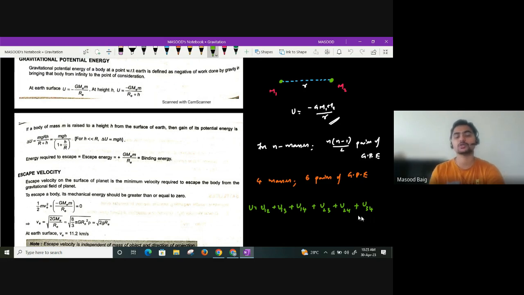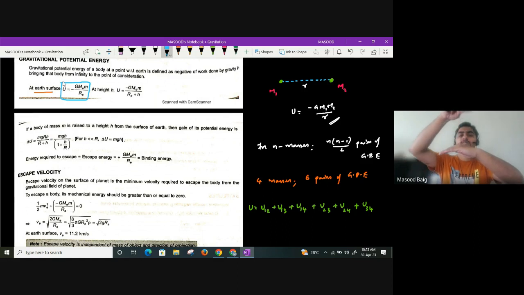However, if they ask for the total energy of the system, then you will do the algebraic sum of all the potential energies. If N masses are there, there will be n(n-1)/2 pairs of potential energy. So on the surface of the earth, the potential energy will be -GMm/r. Now on the surface it is -GMm/r.